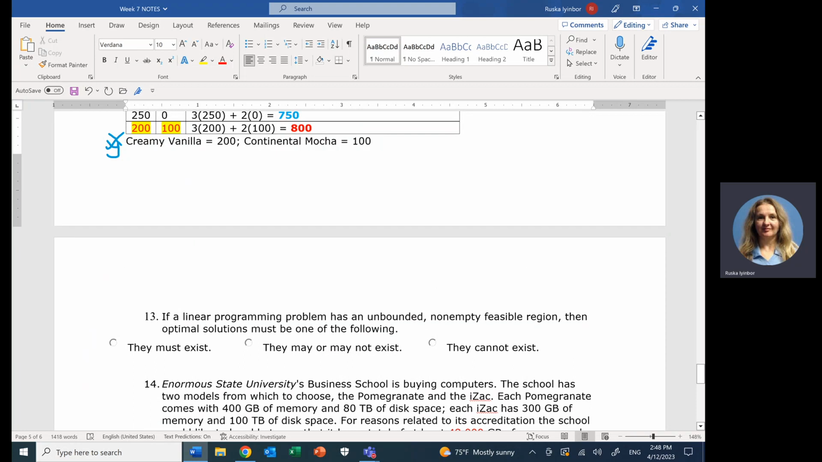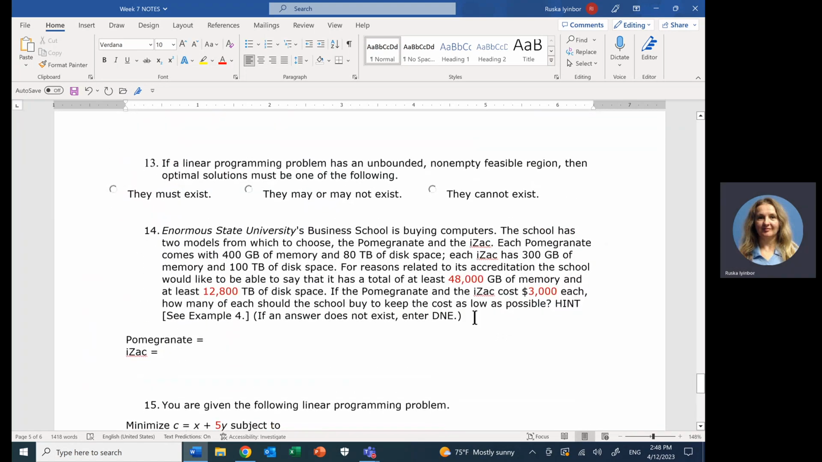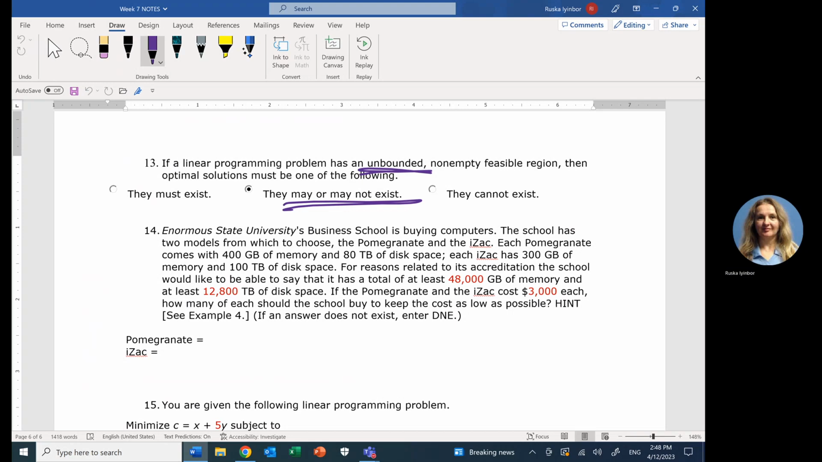Now, looking at number 13, 14 and 15, we have 3 more. 13, they're saying that in linear programming, the problems we're solving, if the region is unbounded, do you have solutions or have no solutions? Now, if it's unbounded and you're looking for minimum, yes, you have a solution. If you're looking for maximum, there's no solution. So the answer here should be you may or may not have a solution. Okay? So that's the answer for this one.